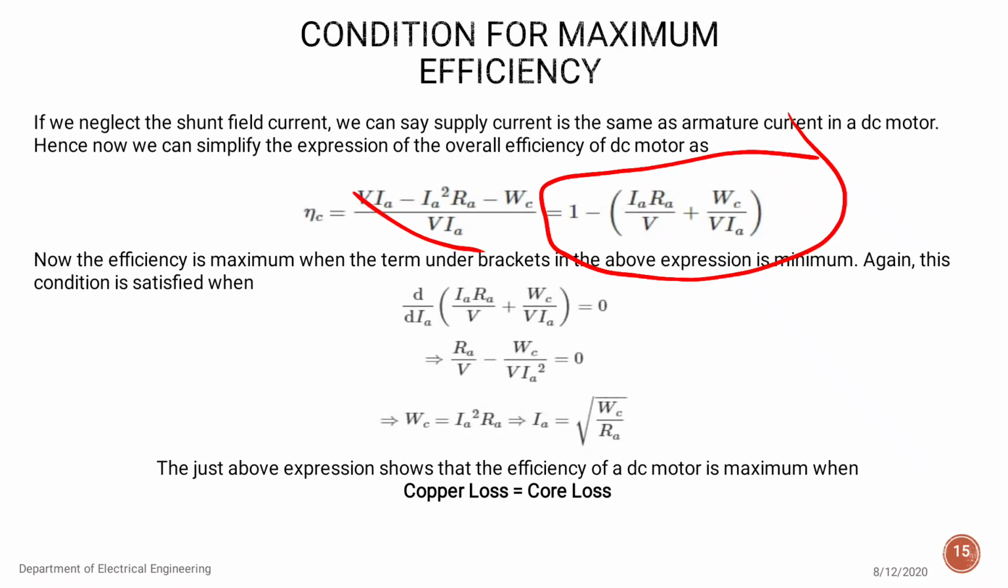So this VI there will be 1, then minus IA square RA, one IA will get cancelled for this. So IRA divided by only V plus WC divided by IA V. Okay, neglected the shunt field current.